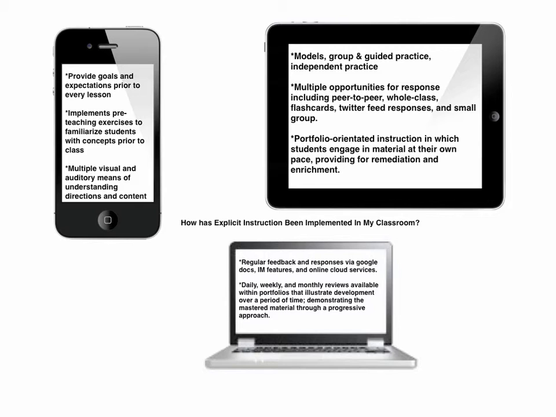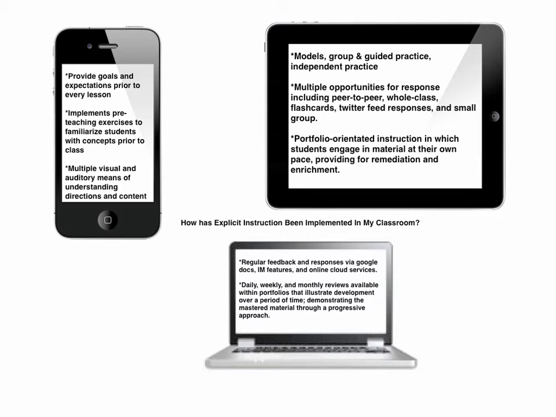Regular feedback and responses via Google Docs, IM features, and online cloud services. At the end of every single unit, I provided them with a Google Form, which gave me the sort of feedback that I needed to know what was successful, what worked well, what they needed, how it was confusing, so I could accommodate that into my next instruction.